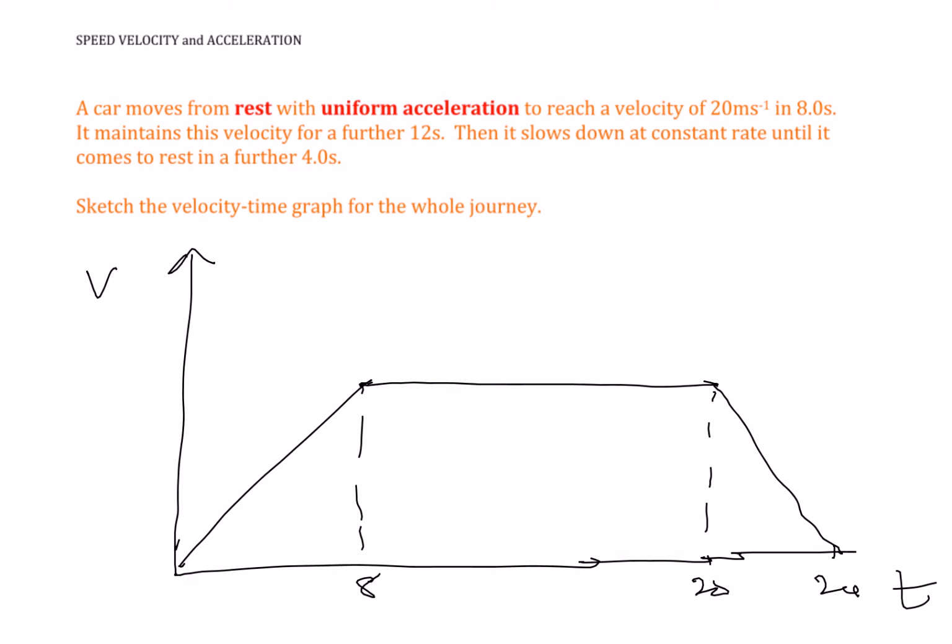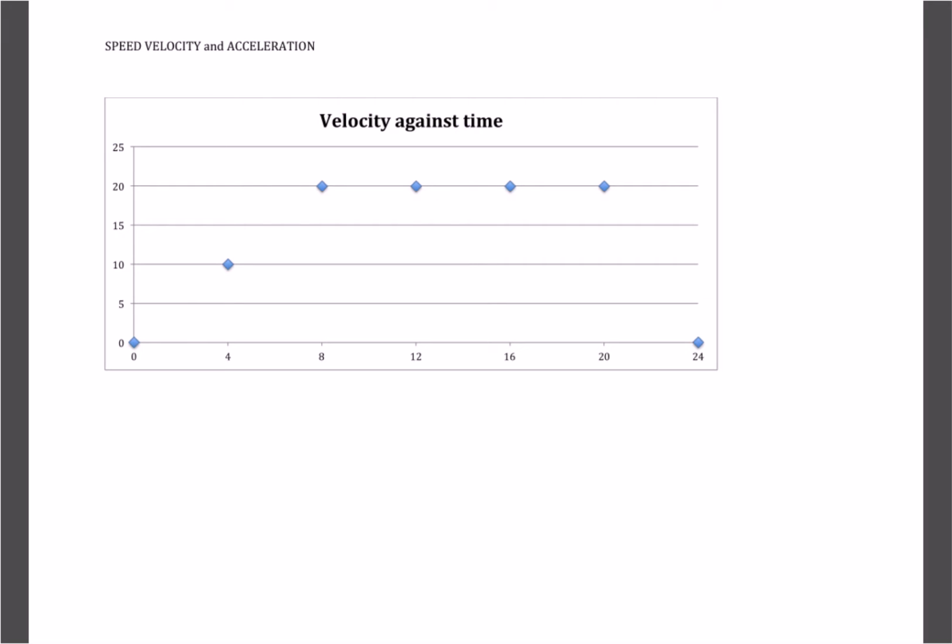So if we look at this graph, the first part is the first part of the journey. This is the second part of the journey, and this makes the third part of the journey. And we have the graph here.